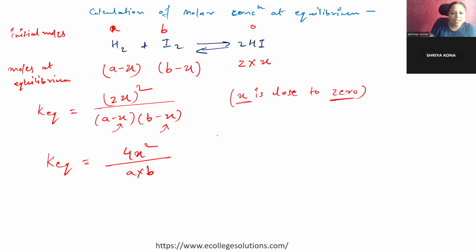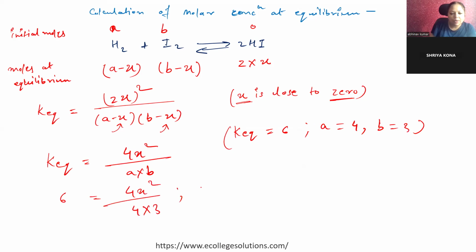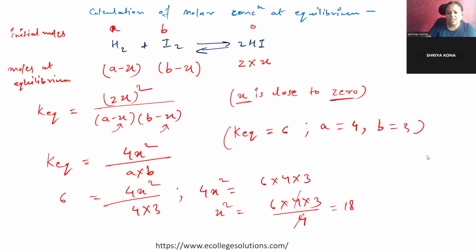Right? And let's say the K equilibrium is given, any value, say it is 6. Concentration of A was 4 and concentration of B was 3. Then you can determine easily the value of x. Putting all these values, 6 is equal to 4x squared over 4 times 3, right? Or basically, 4x squared is equal to 6 times 4 times 3. Or basically, x squared is equal to 6 times 4 times 3 over 4. So 4 and 4 will be canceled out. 6 threes are 18. So x squared is equal to 18. So you can determine the value of x.